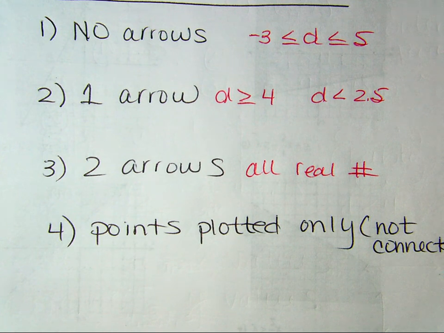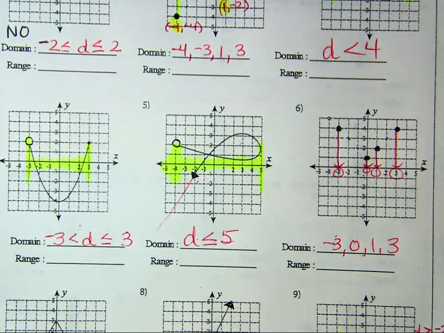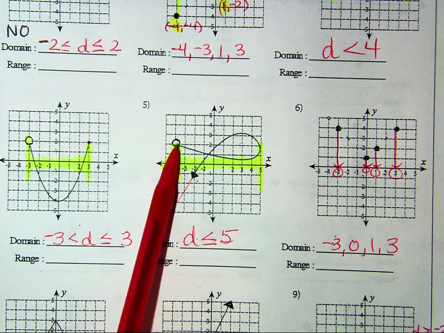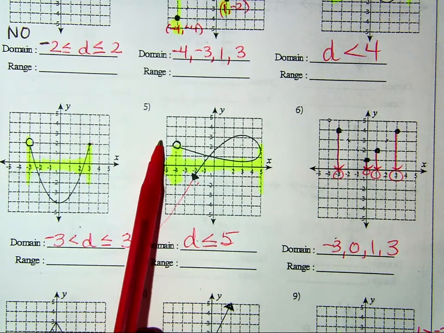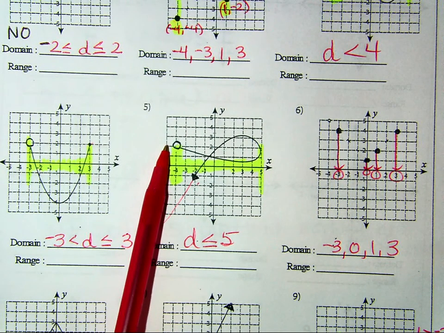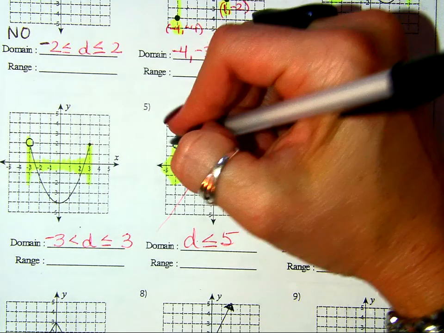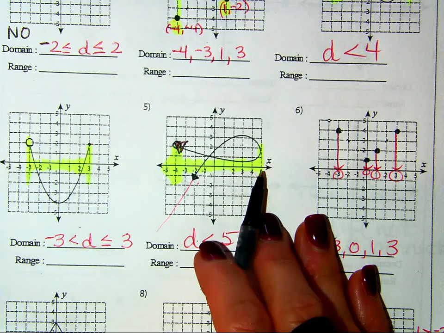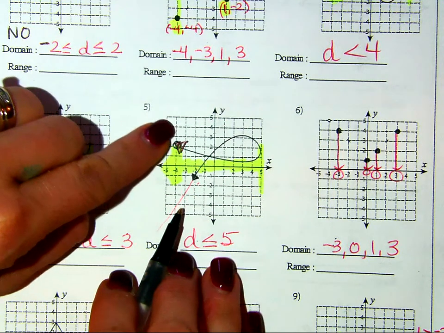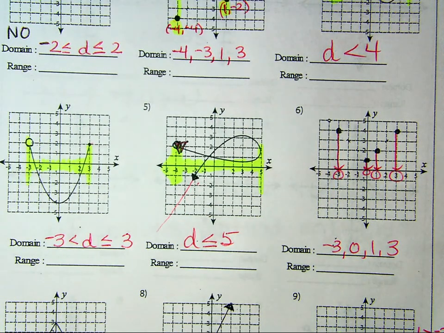How would that change? What if that was an arrow? Does 2 arrows mean all real numbers every single time? No. Because if this was an arrow and this kept going, my domain would still be less than or equal to 5, wouldn't it? Because both of these arrows are going in the same direction. So that's why I say most of the time. You're not going to see one like that too often, though.